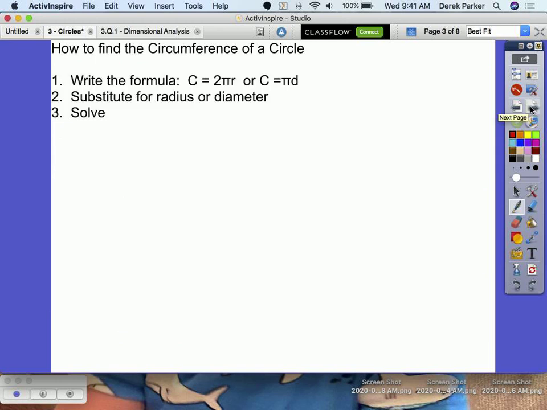How to find the circumference of a circle? Write the formula first. No matter what, always write the formula. So if you've been given the radius, use the radius formula. If you've been given the diameter, use the diameter formula, and then solve.